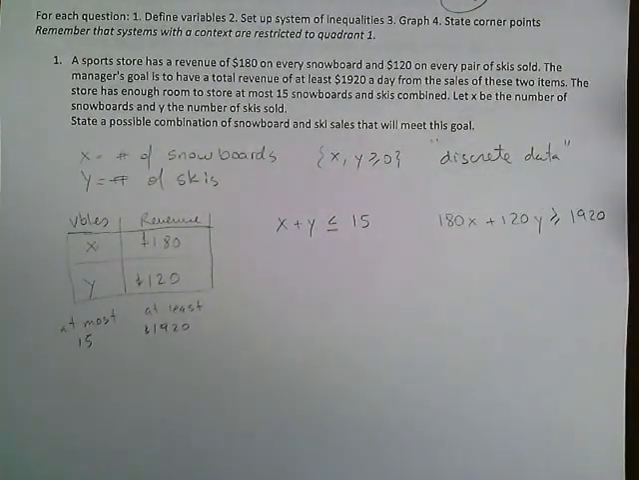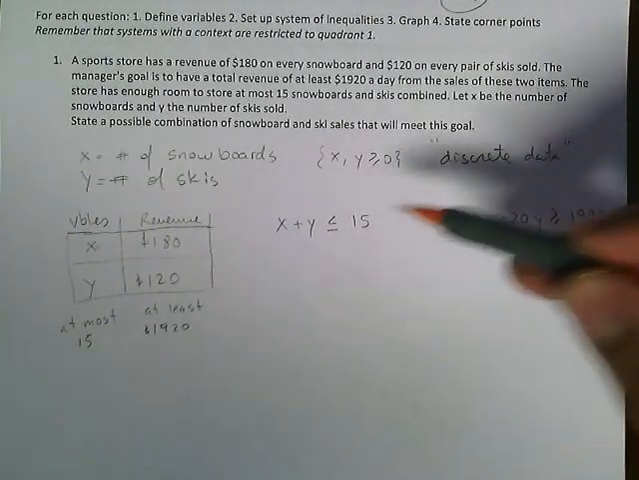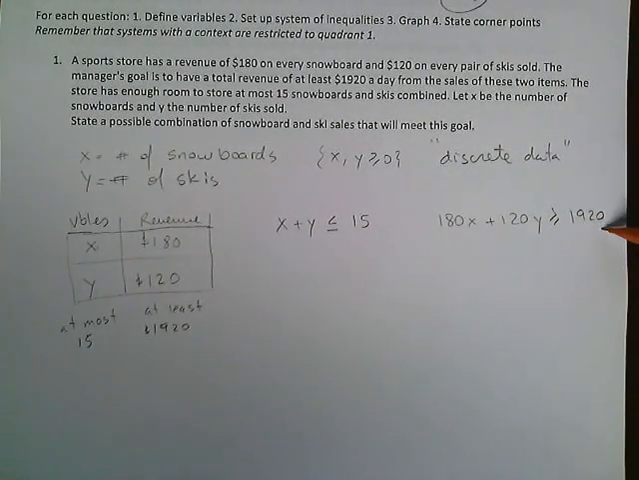So out of the 15, you know that at least 10 of them would have to be snowboards. But they don't say that, so this is it. There's no other restriction. You don't see any other "at least" or "needs to make at least this many," right? We just have a restriction on the combined quantities and on the profit.